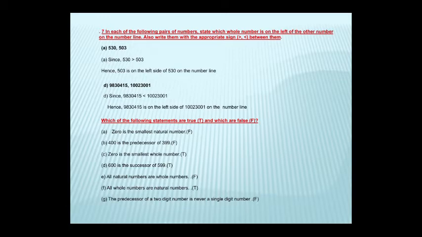The predecessor of a two-digit number is never a single-digit number. No, sometimes it will be a single-digit number also. For example, 10 is a two-digit number. The predecessor of 10 is 9, and 9 is a single-digit number. So 10 minus 1 is 9. So the statement is false. The remaining true or false ones you have to do yourself.